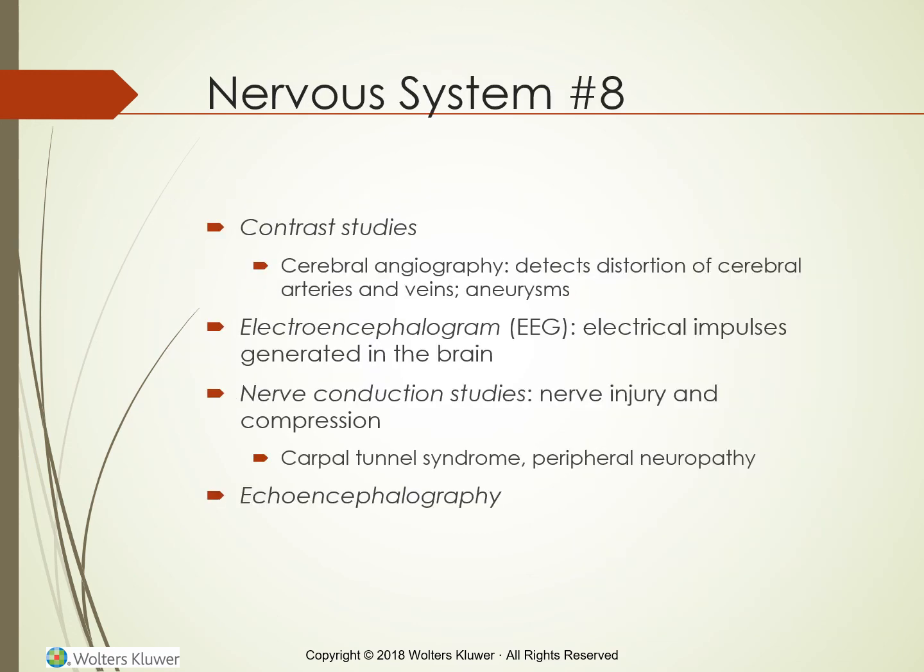Contrast studies. Cerebral angiography. Contrast studies include cerebral angiography, which detects distortion of cerebral arteries and veins, indicating an aneurysm, a tumor, or other vascular abnormality. A radiopaque dye is injected into the right or left carotid artery, the brachial artery, or the femoral artery. A rapid sequence of radiographs is taken because the dye circulates through the cerebral arteries and veins.